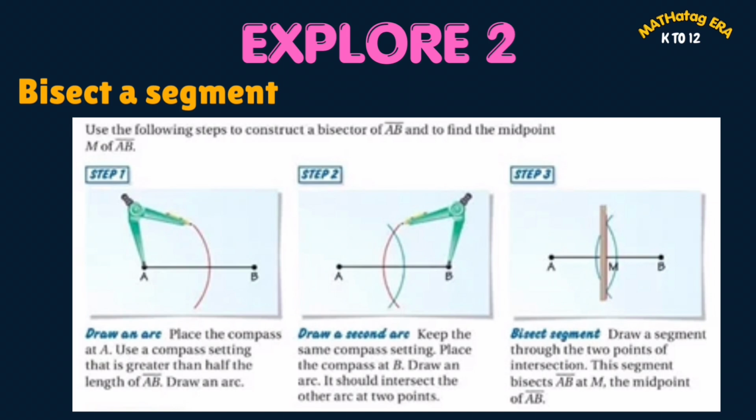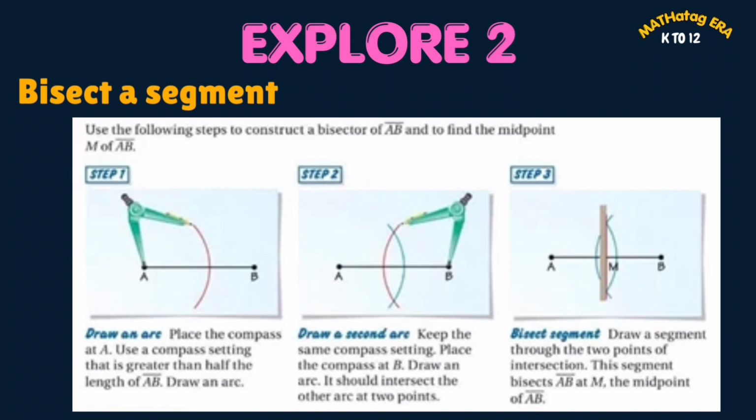Using a straight edge, ruler yan o kaya yung edge ng inyong notebook, ipag-connect nyo yung two intersection points of the arcs. The line formed is called the perpendicular bisector. This line crosses segment AB at point M. So, yung point M dyan ay naging midpoint because AM is equal to MB.